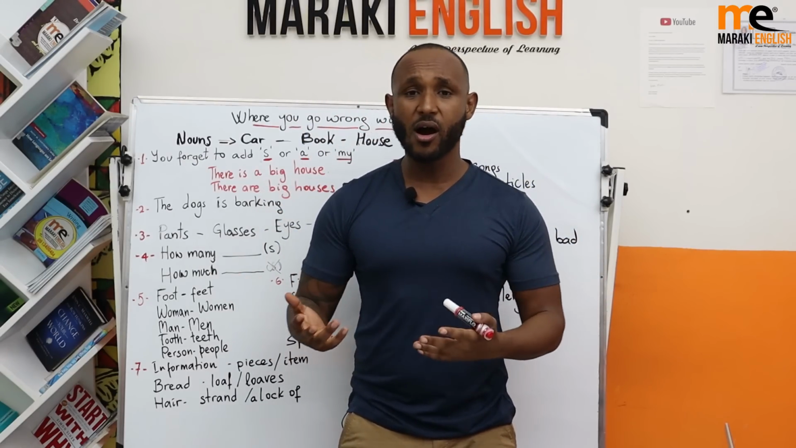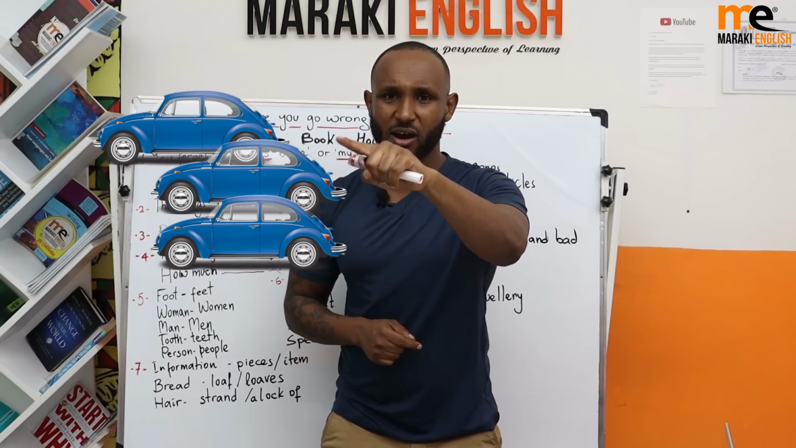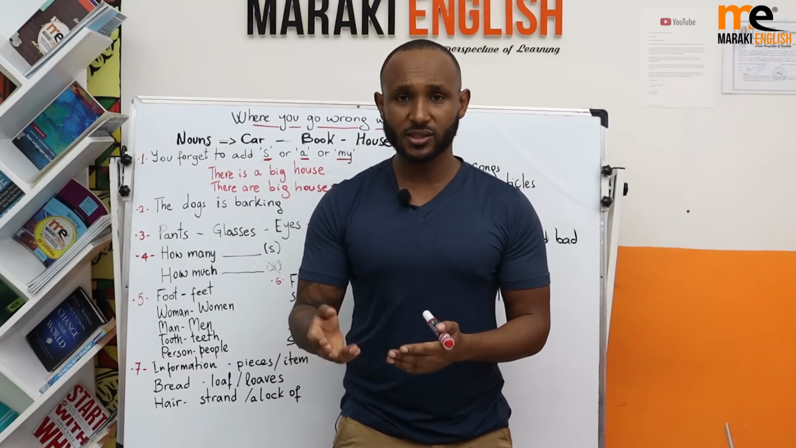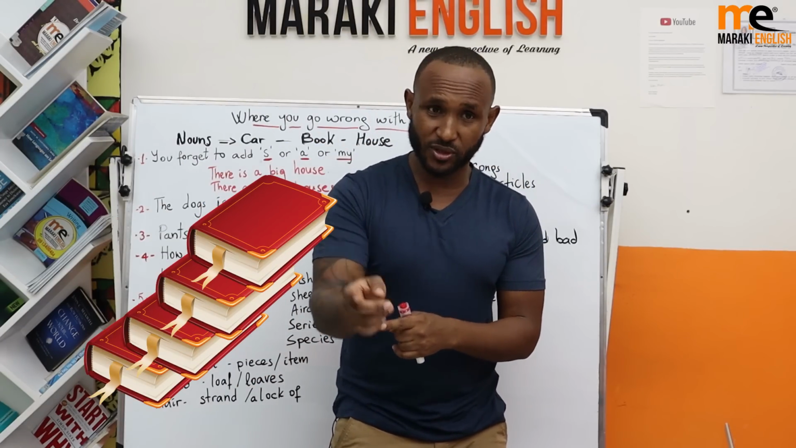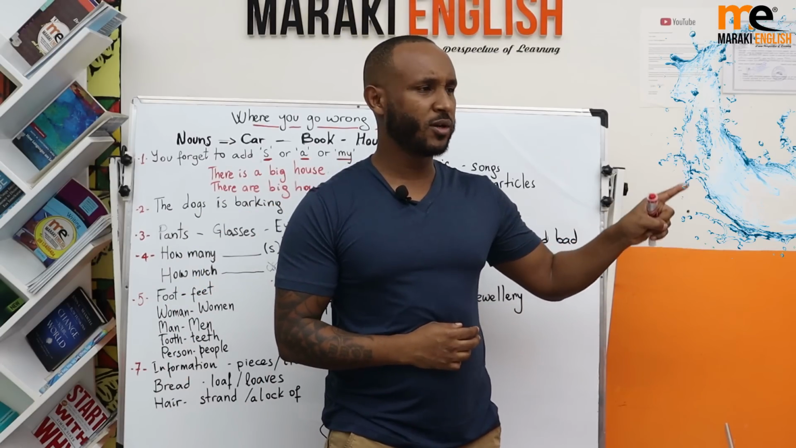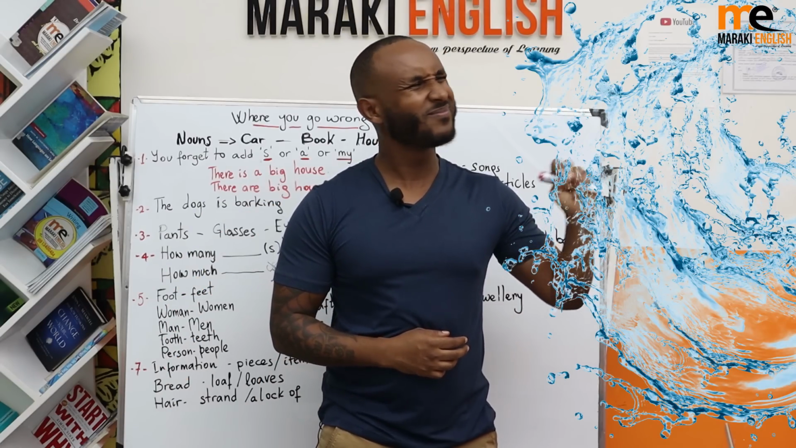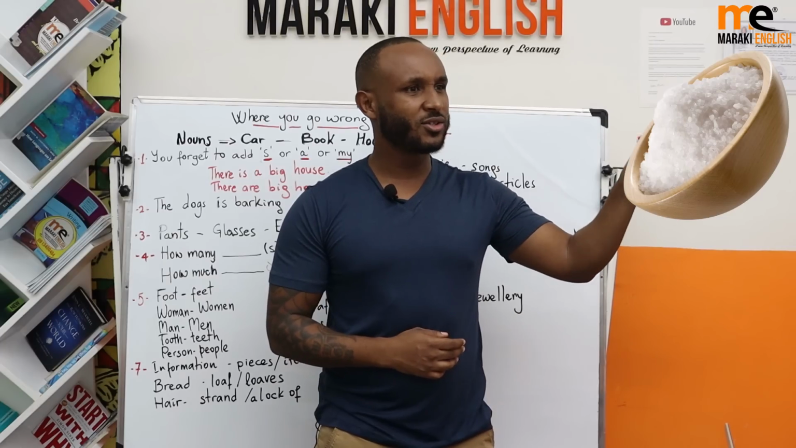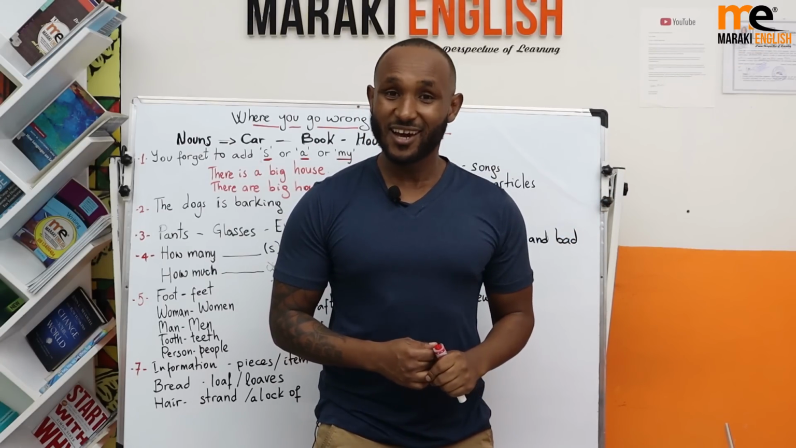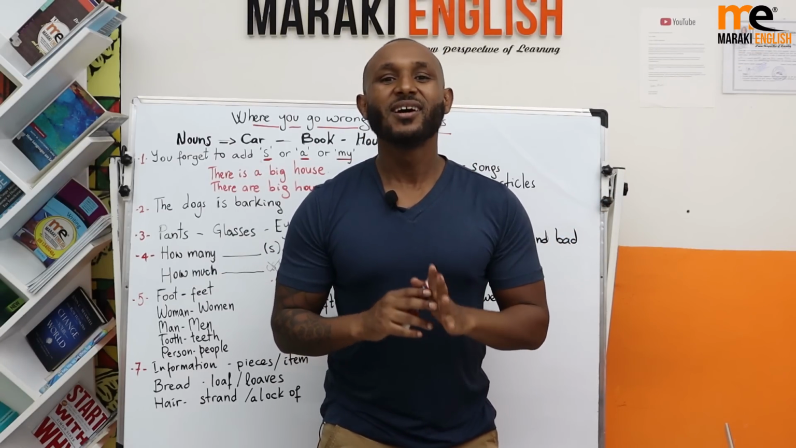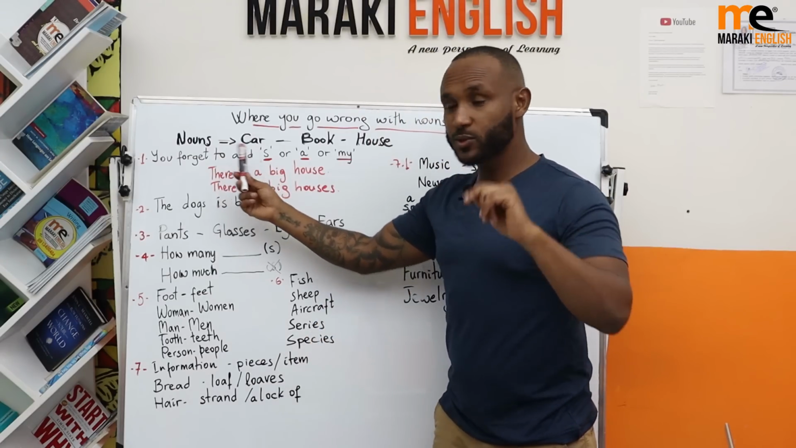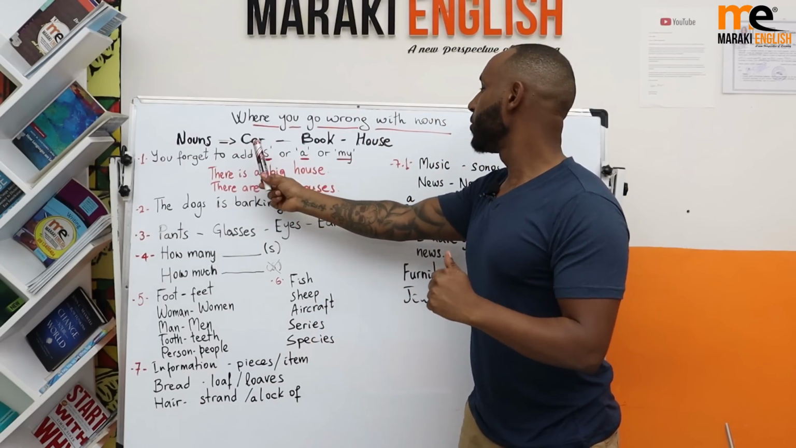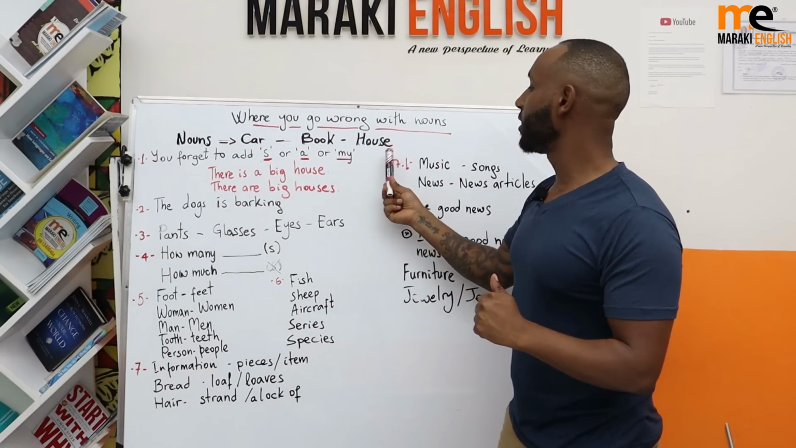So let's talk about cars. 1 car, 2 car, 3 car, 4 cars. Okay, books. 1 book, 2 book, 3 books, 4 books. Water. 1 water, 2 water, 3 water. Not really. Sugar. 1 sugar, 2 sugar, 3 sugar. Not really. We're going to cover them both. So to make it easy, first we're going to start with countable nouns, which are car, book, and house.